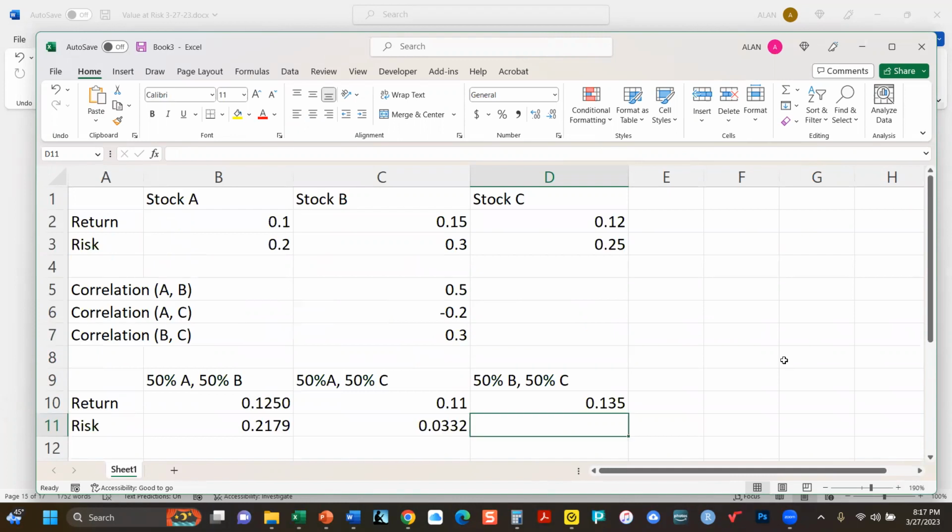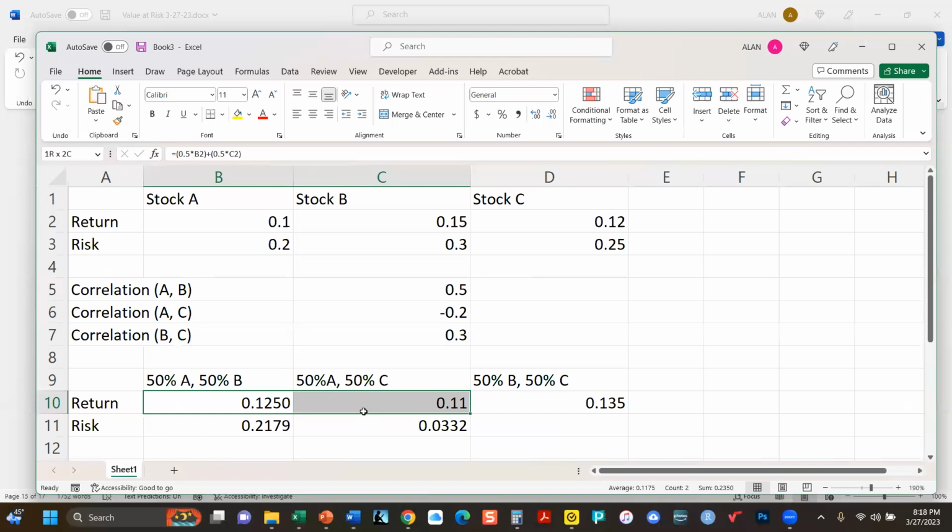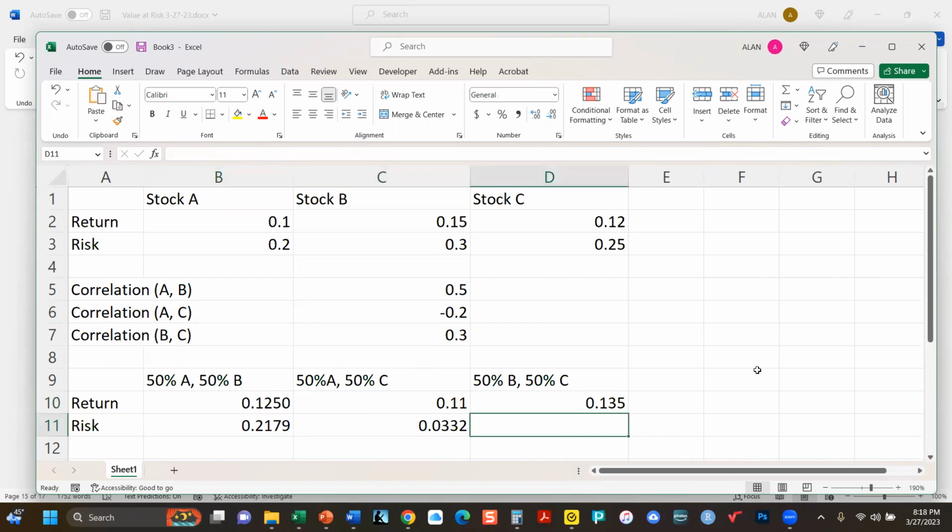You're getting the same return that you would get with another stock, everything's the same, but there's more risk. So in other words, you're saying, like here, for example, I've got A and B and A and C. In the case of A and C, I'm only getting 11%, but my risk is 3% versus 21.79%. And that's being driven by this negative 0.2 versus this 0.5. So I'm getting a little less return, but the risk reduction is quite dramatic.